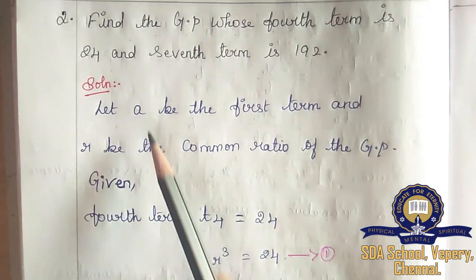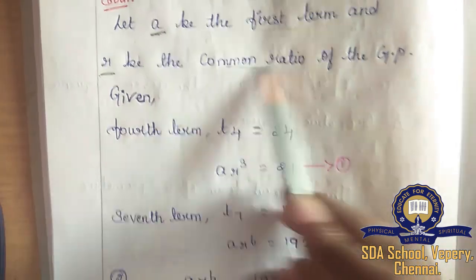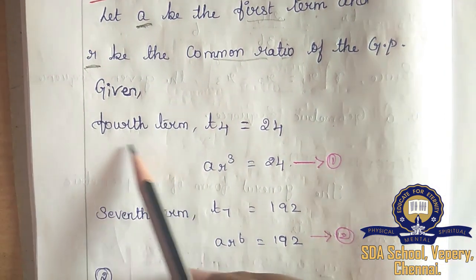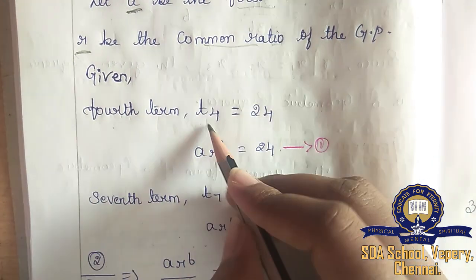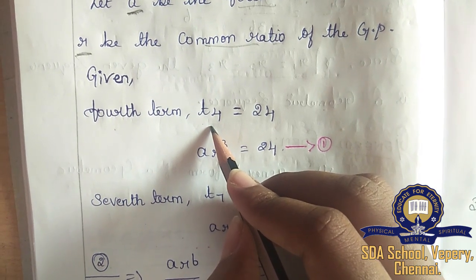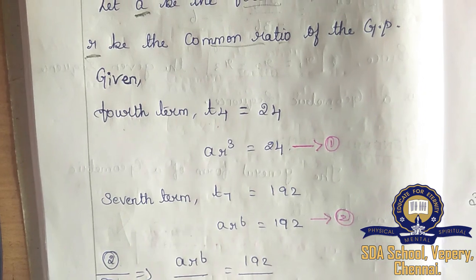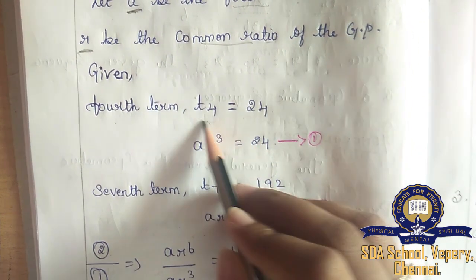So here I have taken a as the first term of the sequence and r as the common ratio of the sequence. So what is the data given here? Fourth term. How will you represent the fourth term of a sequence? T4. Generally we represent the nth term of a sequence as Tn, right? Here they have given the data of the fourth term. So T4 is equal to 24. This is the given data.